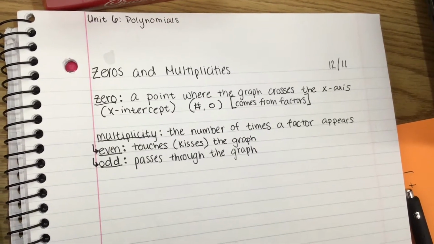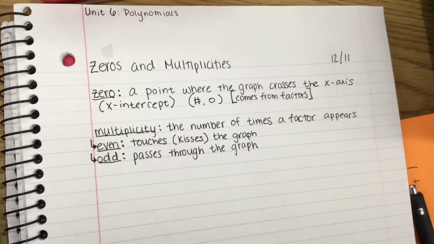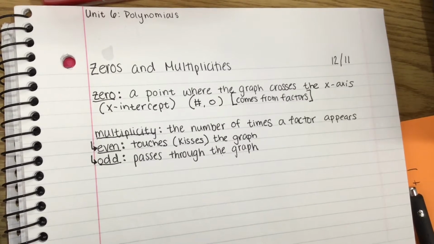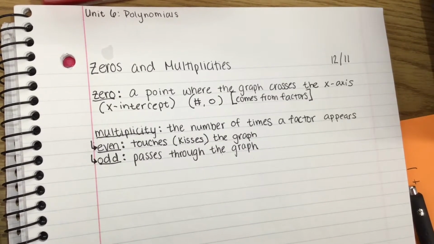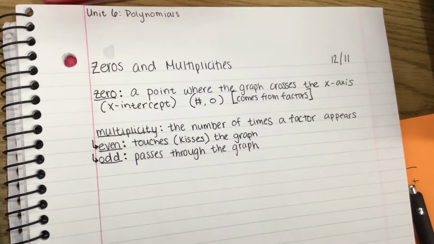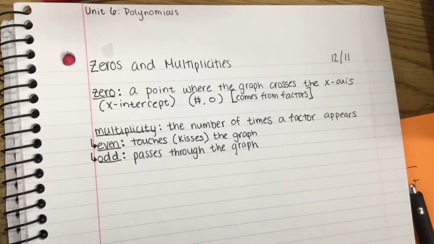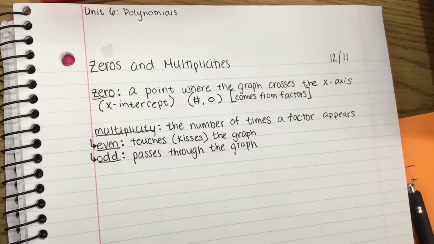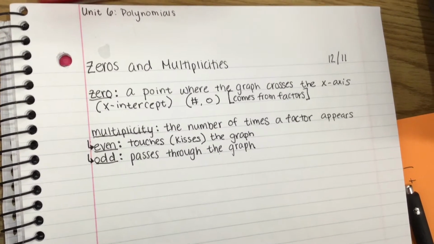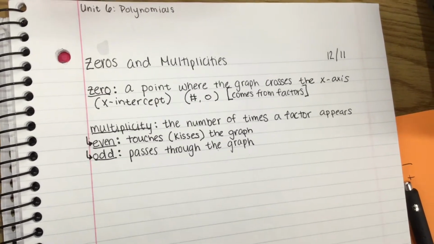Multiplicity talks about how many times a factor shows up. So if you have a factor that has an even number of repetitions, so x plus 2 to the second power, that's an even multiplicity. It means that it touches the graph, it just kisses the graph. And if you have an odd multiplicity, so a factor that only shows up one time or 3 times, then it's going to pass through the graph.